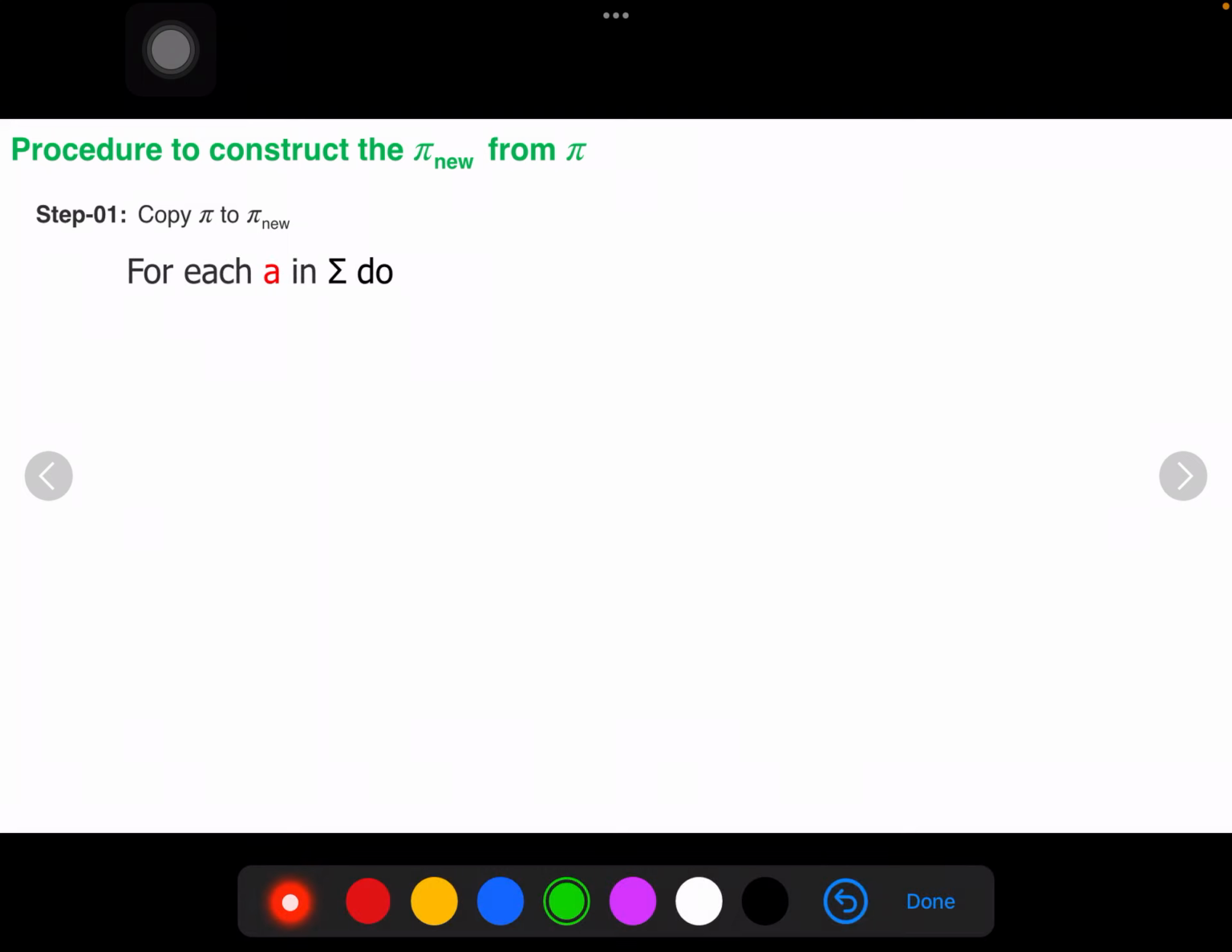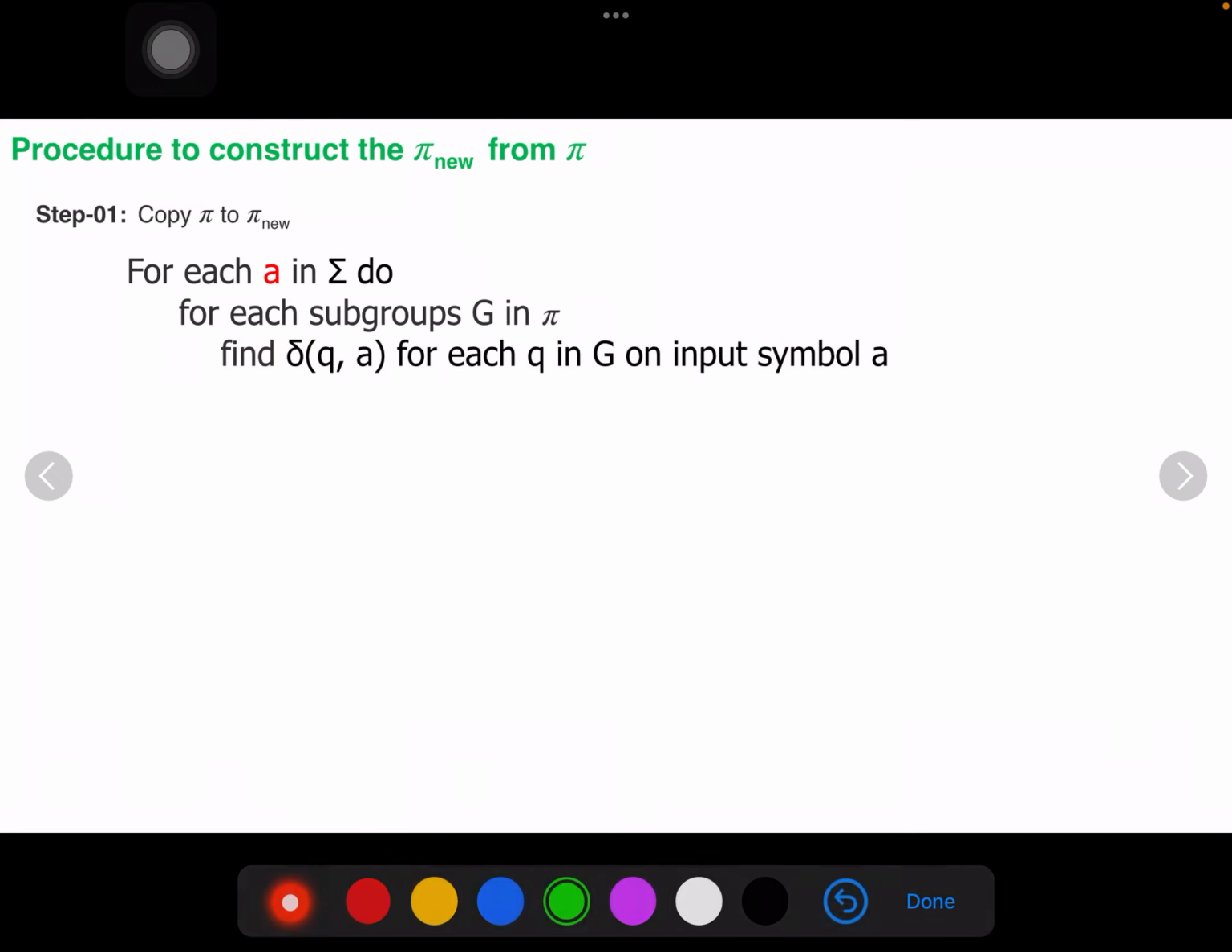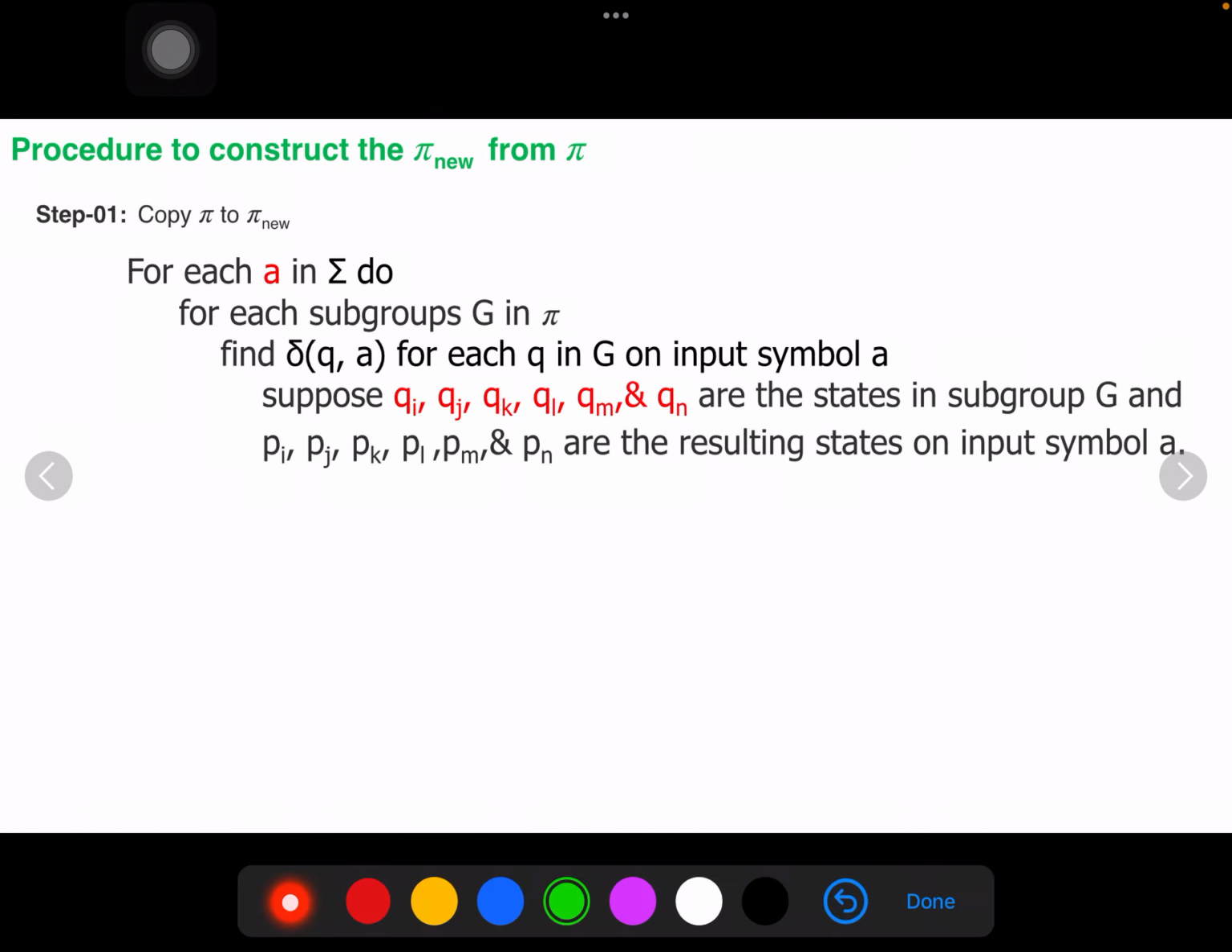Then for each A, where A is an input in sigma, do: for each subgroup G in pi, find the transition for each input symbol in subgroup G. So for Q in G on input symbol A, you may get states like this. Suppose Qi, Qj, Qk, Ql, Qm and Qn are the states in subgroup G, and Pi, Pj, Pk, Pl, Pm and Pn are the resulting states on input symbol A.